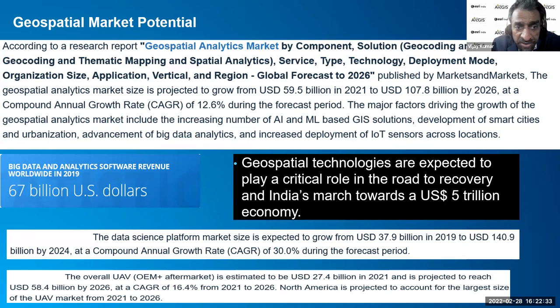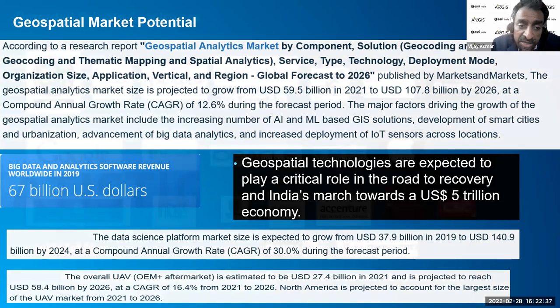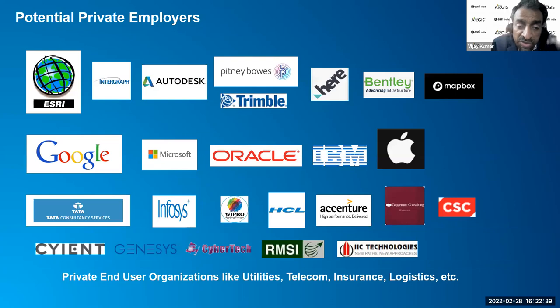Coming to the companies, there are different kinds of options available. Either we go with private companies or we go with government departments. We are working for mostly all the smart cities and for different departments in the country. Everyone is looking for GIS experts. So there are lots of opportunities open in government, and lots of opportunities open in the private sector.